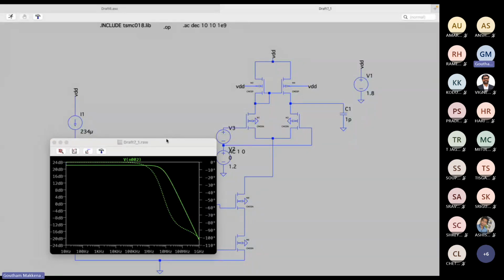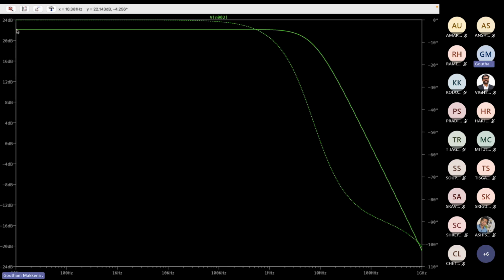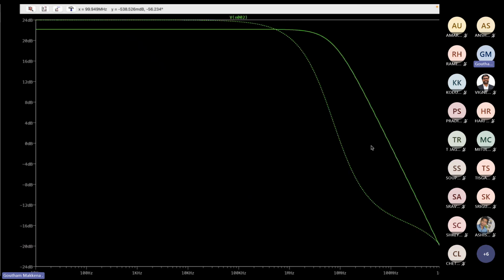So what is the DC gain that I'm getting? At 10 Hertz, almost DC, 20.14 dB. I think it is greater than 10 V/V. What is the unity gain frequency I am getting? Around 100 megahertz. Okay, I'm almost there. Minus 500 milli dB is 0.5 dB. A 0.5 dB variation I think is acceptable.